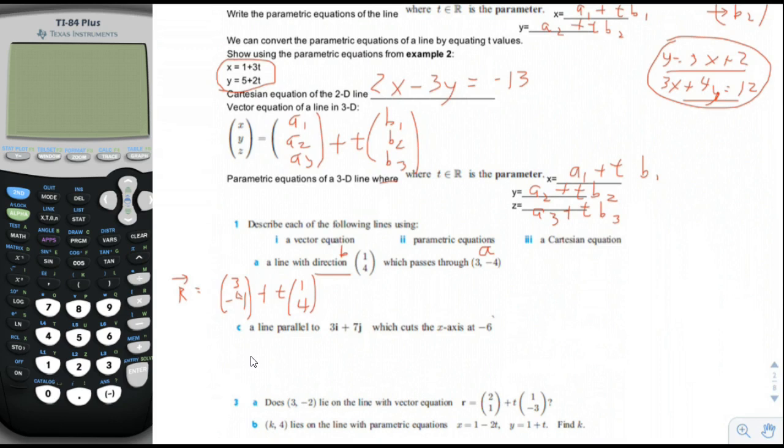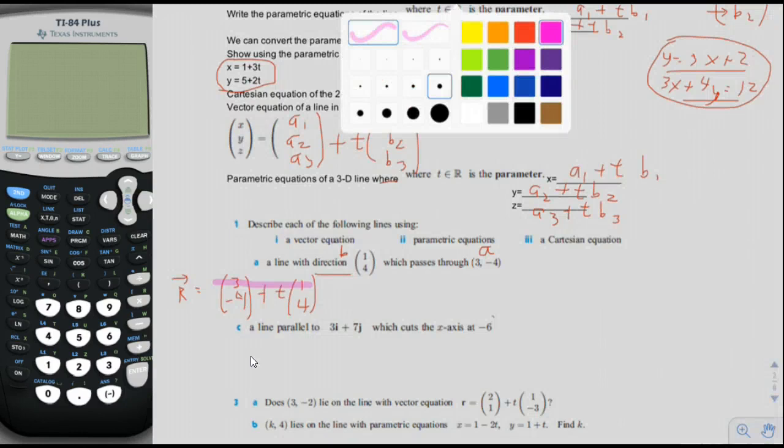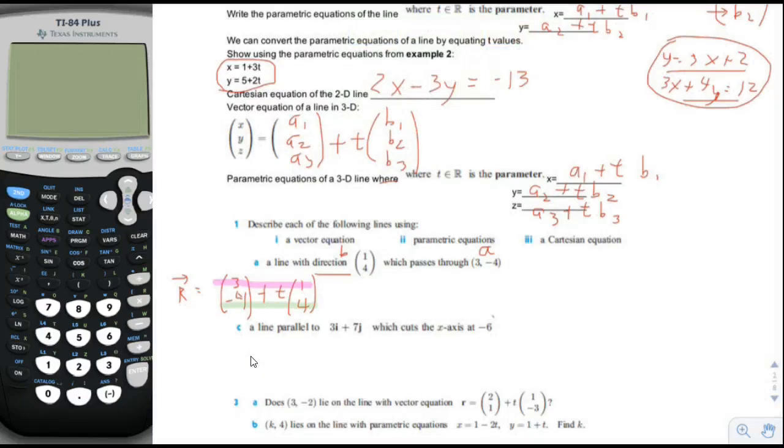And then the parametric equation would just be splitting this up into the top and the bottom. So we could write x equals 3 plus t, because it's 1t. And y is equal to negative 4 plus 4t. Okay, so those are the parametric equations.